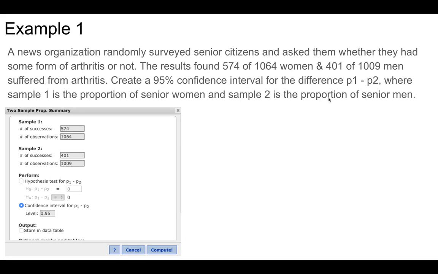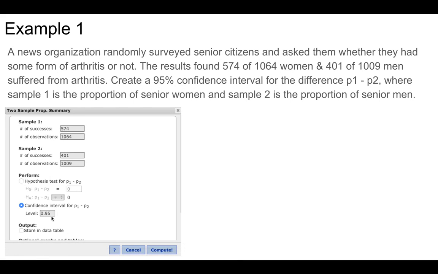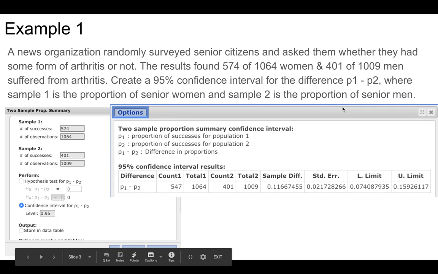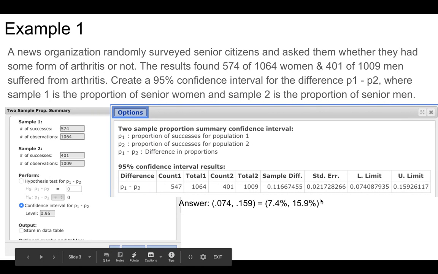Sample two was the proportion of senior men, and we wanted to do a confidence interval with a level of 95%. So I put in 0.95. I then went to compute, and this is what it gave me. Remember, with confidence intervals, we look at the lower limit and the upper limit. So 0.074 and 0.159.